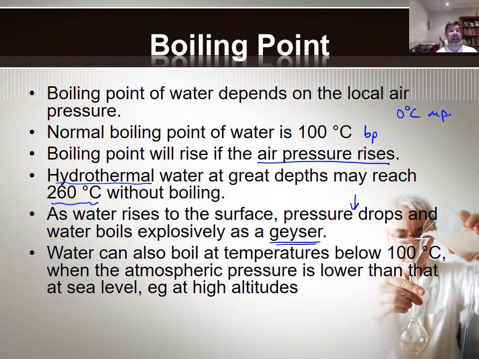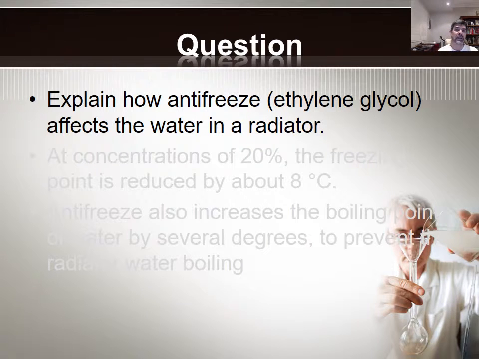Water can also boil at temperatures below 100 degrees, which I just mentioned, and places where that may happen include high altitudes, and it's about the pressure being lower than sea level or the air just being thinner, carrying less molecules. So how do we explain the effects of antifreeze on water in a radiator?